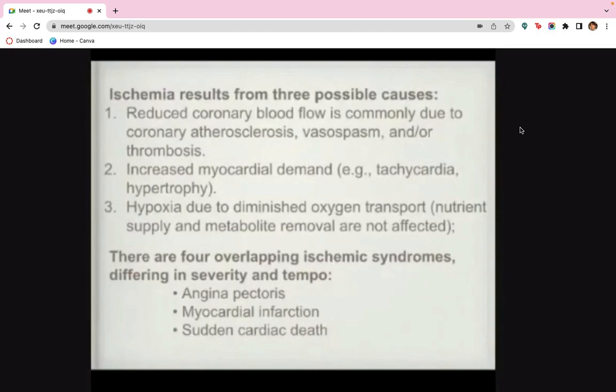Next, ischemia can arise from three possible causes. We have reduced coronary blood flow. It can increase myocardial demand, like tachycardia or hypertrophy. It can lead to hypoxia because of diminished oxygen transport. So there are four overlapping ischemic syndromes: angina pectoris, myocardial infarction, chronic ischemic heart disease, and sudden cardiac death or shock.